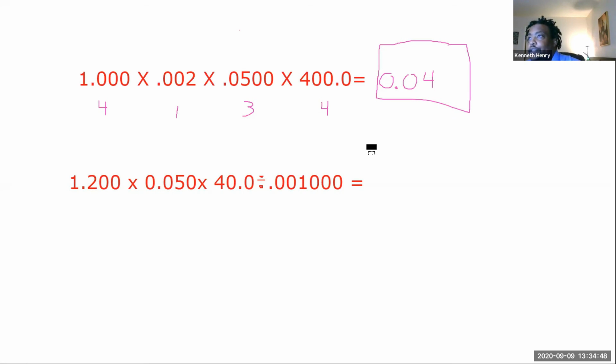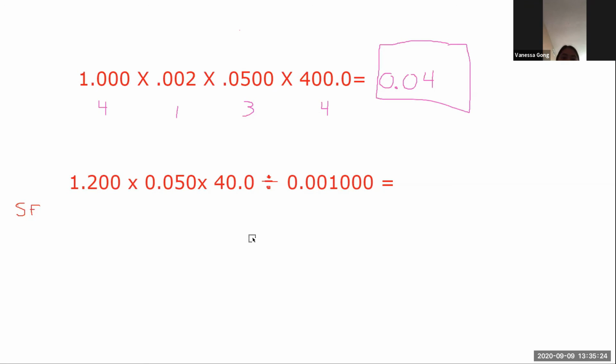So what are we going to do first? Is that a division symbol after the 40.0 or should it be multiplication? It's division. Is that better? Yeah, thank you. No problem.